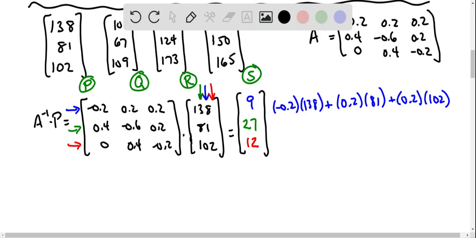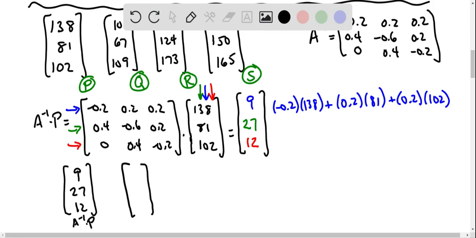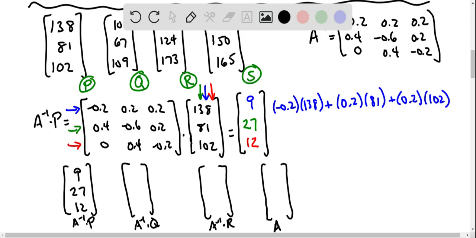And what that's going to give me, let me just write out all 4. Here's my first one. This was the inverse times P that we just did. I'm going to multiply the inverse times Q, the inverse times R, and the inverse times S. When I do that, these are the values I'll get. 15, 22, and 5, 27, 25, and 15, 21, 27, 27.